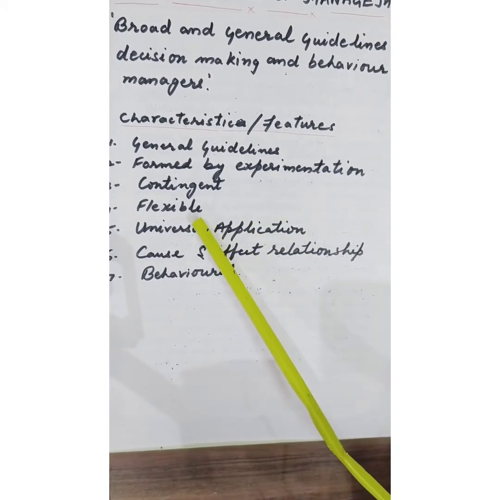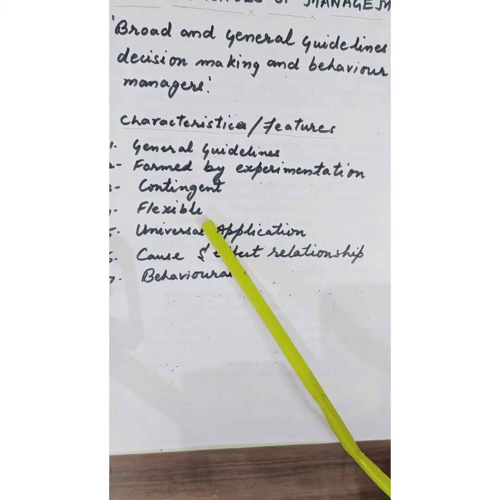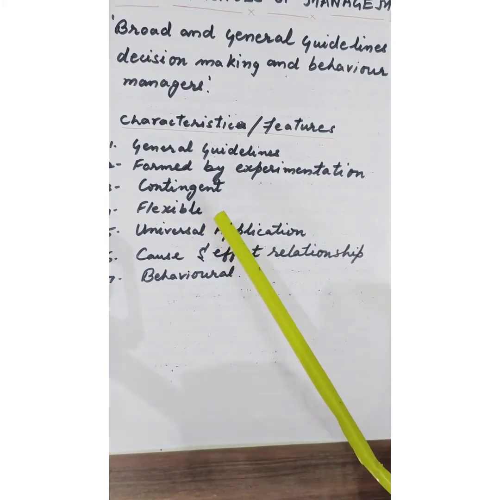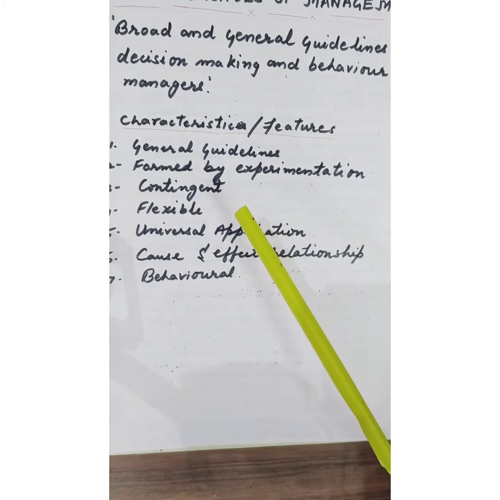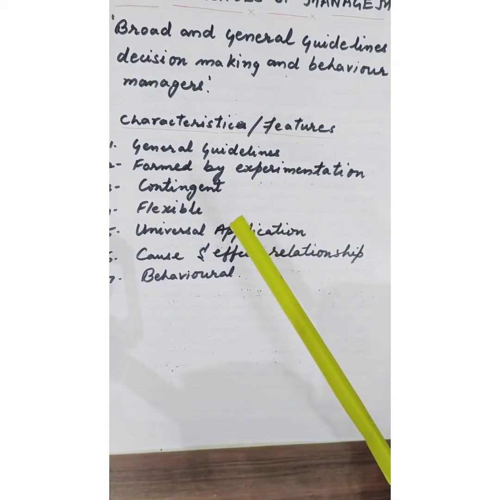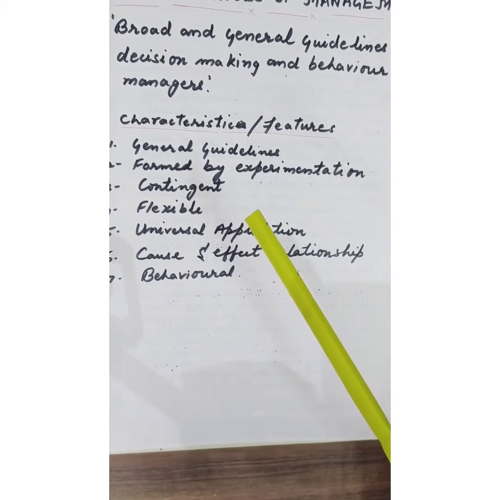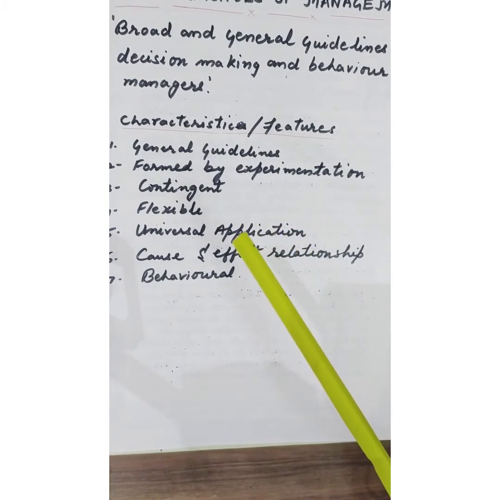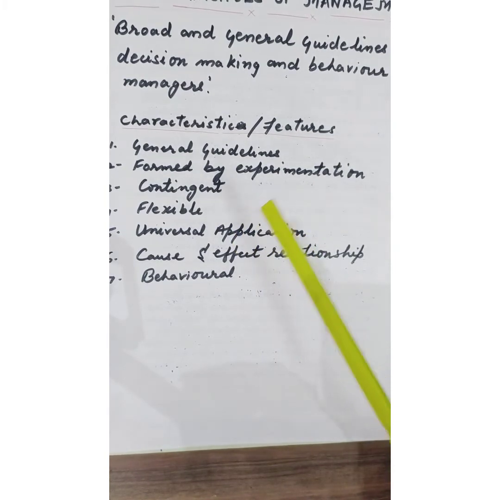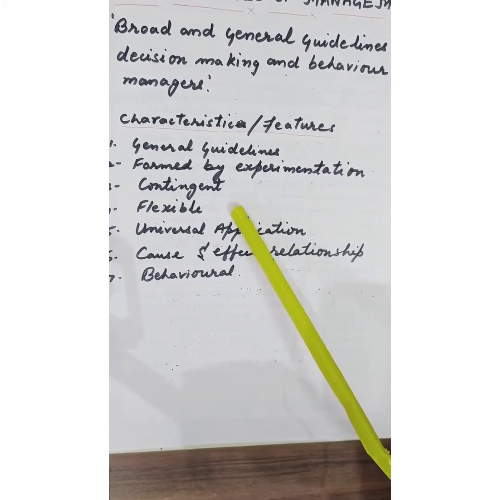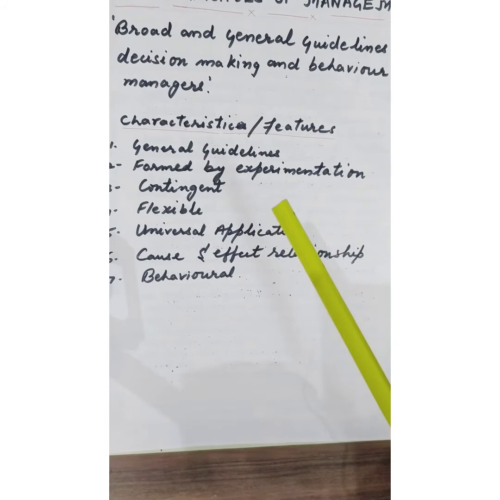Next, they are flexible in nature. So they are not like scientific principles which have been used in controlled situations. Right? Scientific principles have to be used in controlled situations. So management principles are flexible in nature and can be modified according to the changes in the external environment, but the scientific principles are rigid in nature.